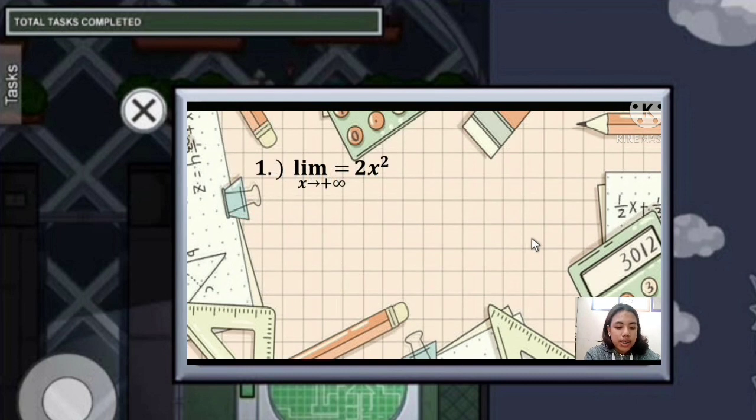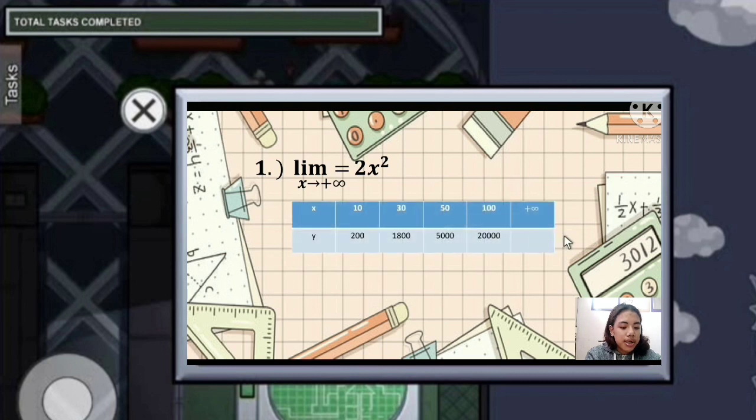Limit of 2x squared as x approaches positive infinity. You can choose any values as long as they are getting bigger because it is approaching infinity. In my problem, I write 10, 30, 50, 100. We will substitute our x values in our function, which is the limit of 2x squared as x approaches positive infinity.